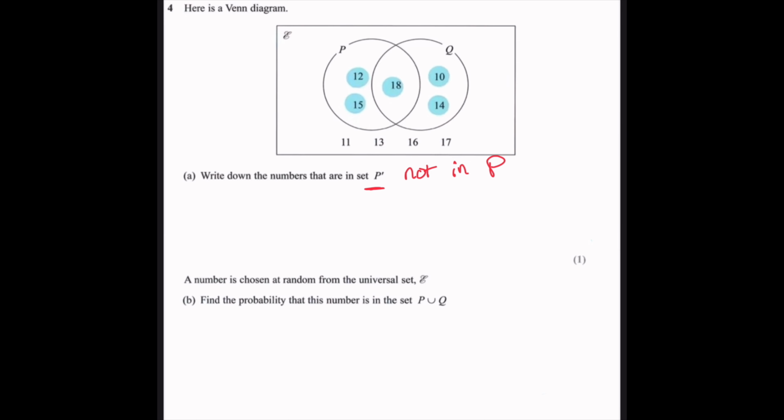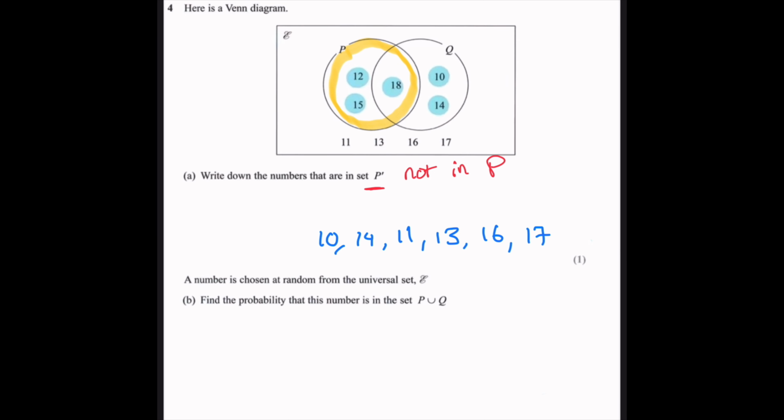Okay, so I'm going to highlight all the numbers that are in set P, and that's going to be everything here in this circle. Everything in this circle is in set P. So therefore, everything not in set P is going to be 10, 14, 11, 13, 16, and 17. Really simple. As long as you know that notation means not in set P, it becomes really easy.